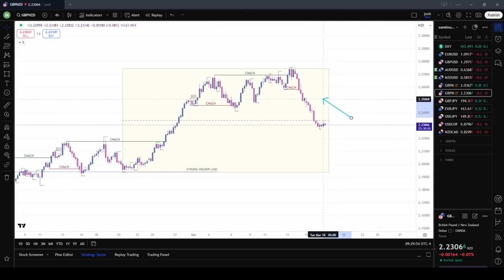But this is one pair that has already traced back, unlike GBP AUD, which is still in the premium area. This has traced back into discount of the overall range. So any type of buying opportunity I'll be looking for in order to take a buy.